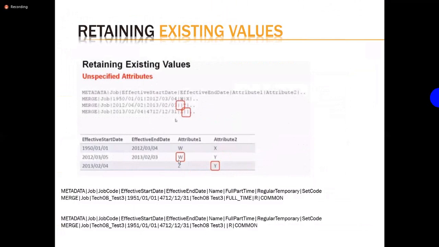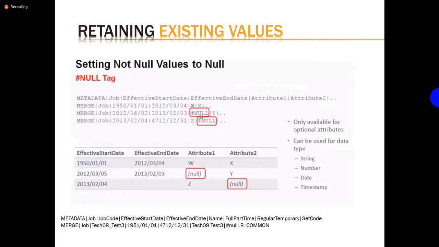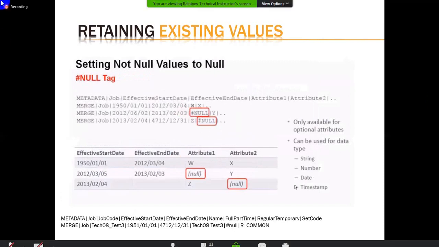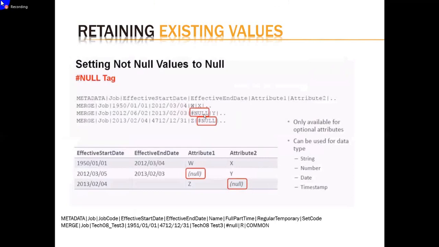If you wanted to nullify the attribute 1 and send it as a blank, it won't nullify it. It will still show the W. Same thing in this case, X changed to Y, and after that you want to nullify Y, and it won't nullify. It will show as Y here. If you want to retain the existing values, you can send it like that. If you want to nullify that, then you have to use hash null. If you use hash null, that value automatically becomes blank. And you can use hash null for string, number, date, timestamp, anything. That is more important.